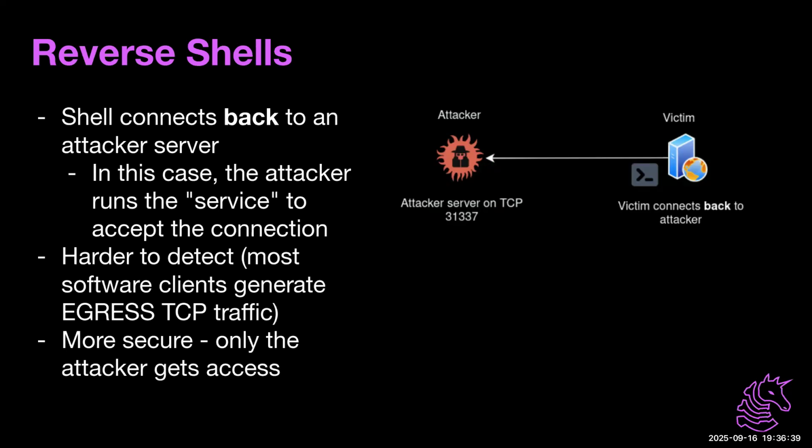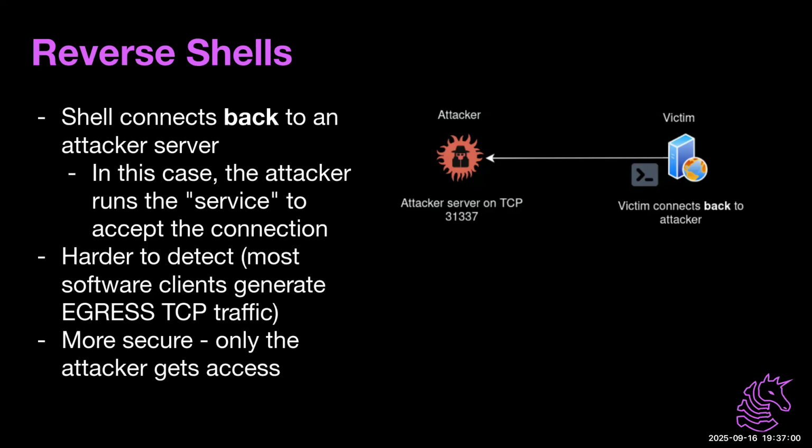So this is the real common pattern you'll see, where instead of having something that binds on the target and we connect into it, the attacker will bind and our target will connect out to us. And this is called a reverse shell, right? So it's a bind shell, but we switch the direction of what's going on. In this case, the attacker is the server and the victim is the client.